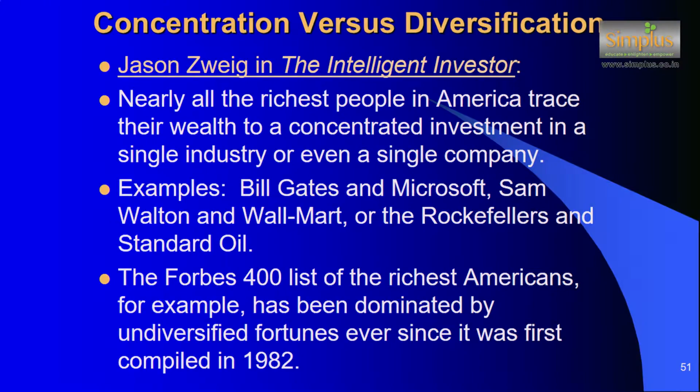Benjamin Graham points out the really big fortunes have been made by people from one business, and that business they knew very well. Nearly all the richest people in America trace their wealth to a concentrated investment in a single industry or even a single company. And he gives examples: Bill Gates and Microsoft, Sam Walton and Walmart, or the Rockefellers and Standard Oil. The Forbes 400 list of richest Americans, for example, has been dominated by undiversified fortunes ever since it was first compiled in 1982. So the Forbes 400, every year when they publish, most of the people you read there are all undiversified fortunes.